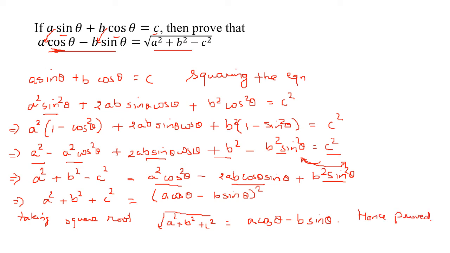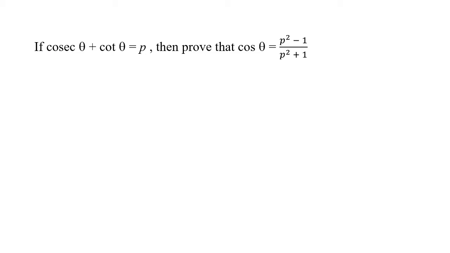As you keep on practicing the sums, you will get much better at it. We'll see one last sum. In this sum we have cosec theta and cot theta, and we have to find cos theta. This time we don't have to find cosec or cot, we have to find cos theta. We have done a sum like this previously. We'll see what is the difference in this sum.